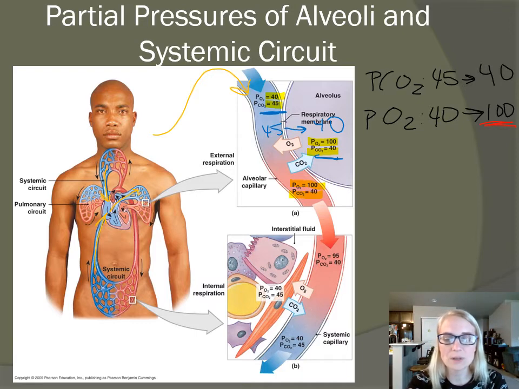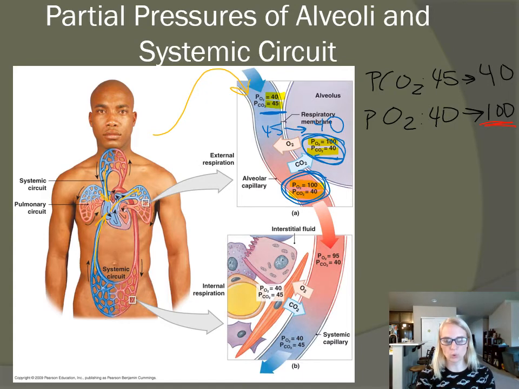So that's where these numbers come from, the saturations, if you will, of oxygen and carbon dioxide in the blood that's leaving the alveoli. It matches the saturations and the concentrations of these gases in the alveoli. So I always thought that was super cool.